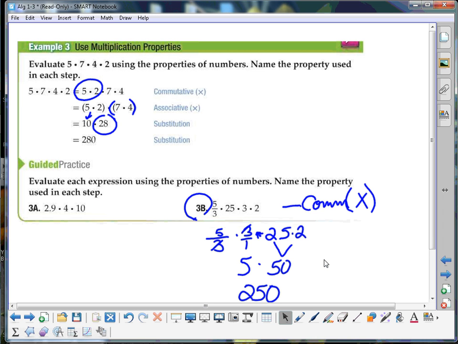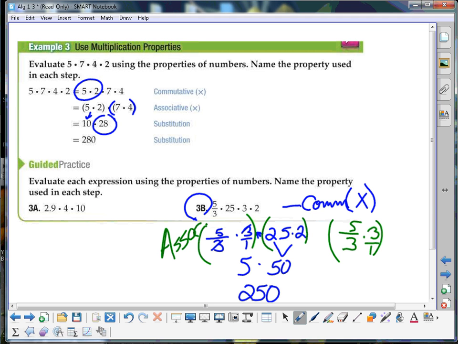That made that problem really simple, didn't it, compared to how it was? Do y'all see what I did there? You want me to do that again? I took the 5 over 3, and I put it next to the 3 right now so I could multiply those two together. And I should have said I used the associative property to do that.